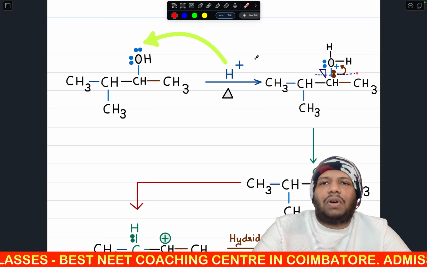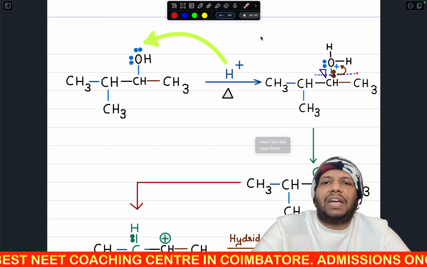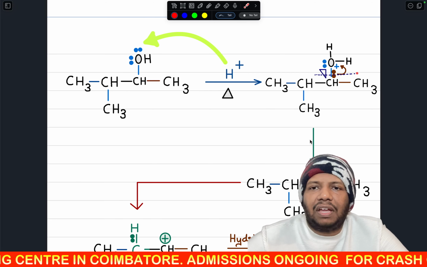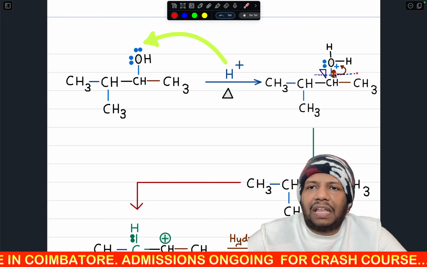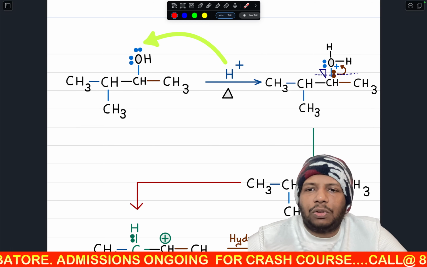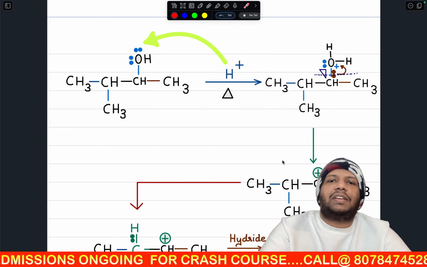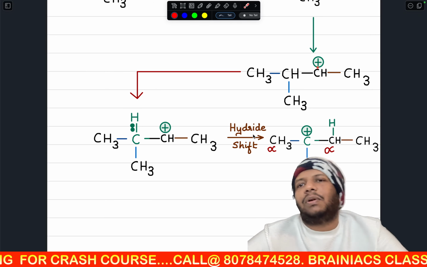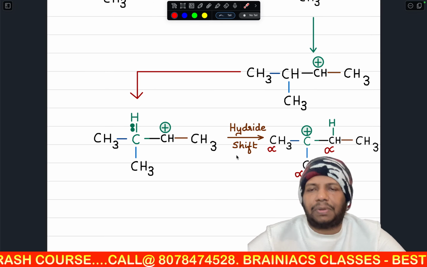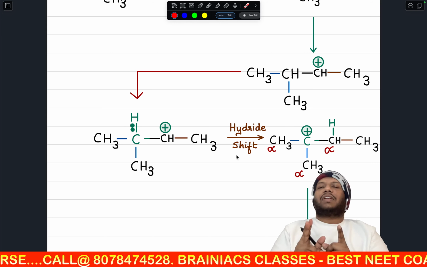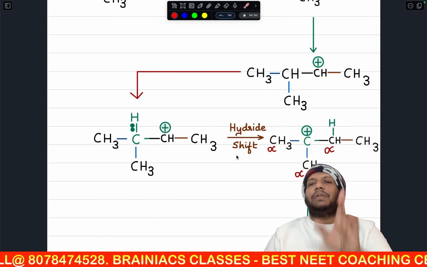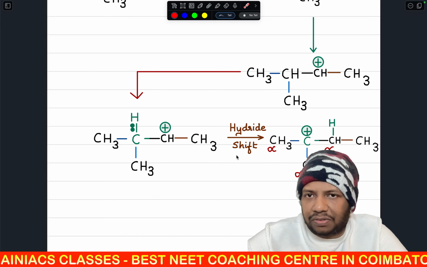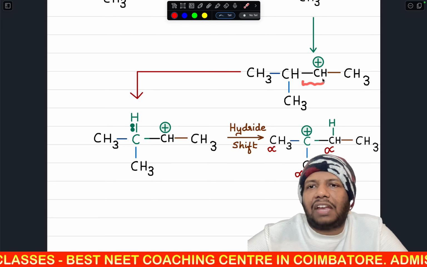Now because of that, what will happen? You are going to get a carbocation. You can see here these electrons are moving out, so a positive charge will come on the carbon atom. So this is the first step. Please remember, in elimination reaction of alcohol, the first step is always protonation. Protonation means attacking with the H plus, and you are getting a carbocation.